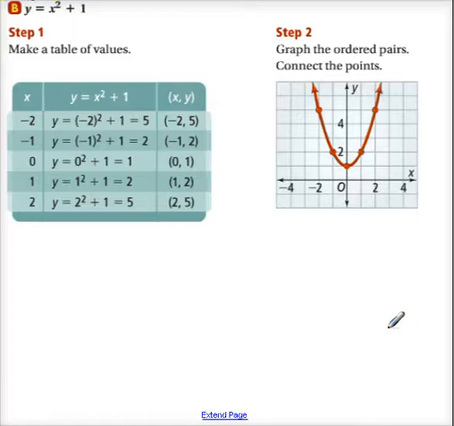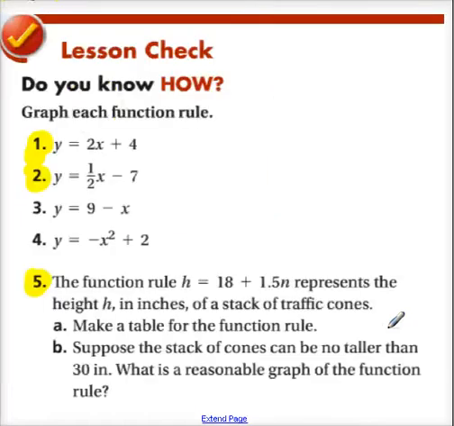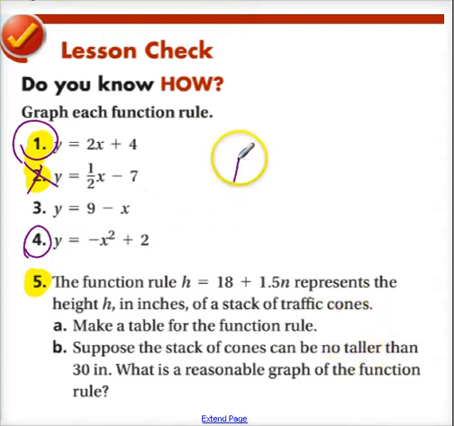All right, so that brings us to our lesson check. I'm going to have you graph 1, so you're graphing the function rule. 1, this is a linear. 4, this is a nonlinear. I know that because there's an exponent. And then 5 is a real life situation. So I'd like you to make a table and graph it, thinking about what inputs are reasonable. So just 1, 4, and 5, and bring these to class. Remember to make your table, pick your inputs, and you'll find your outputs.